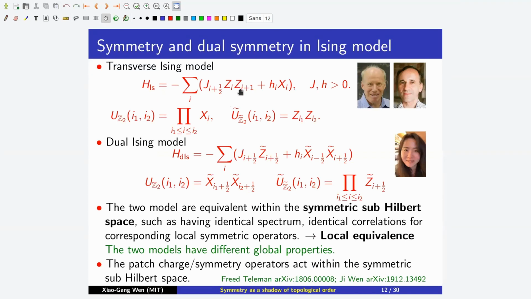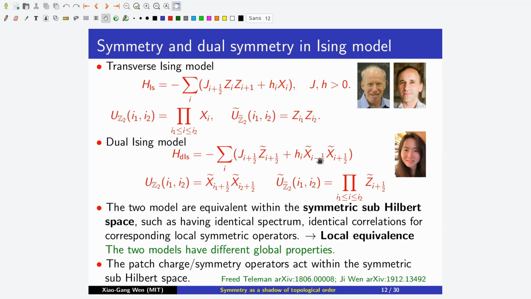To summarize, in the transverse Ising model, we have a symmetry which is a string operator with non-empty bulk, and the dual symmetry is a string operator with empty bulk. But in the dual Ising model, the symmetry is an operator with empty bulk, but the dual symmetry is an operator with non-empty bulk. So this became very symmetric.